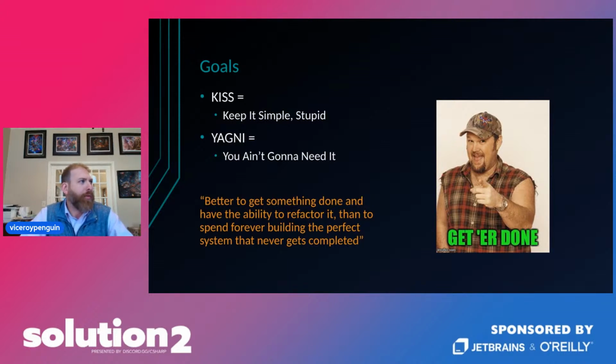One of the quotes I wrote down is, it's better to get something done and have the ability to refactor it than to spend forever building the perfect system and never get it completed. The idea is that we can spend 3 years building the perfect system with all of the abstraction, or we can spend 1 year, get it done, and move on. And then if things slow us down, we can come back and revisit. We'll have more time, more resources, and more ability to do it.